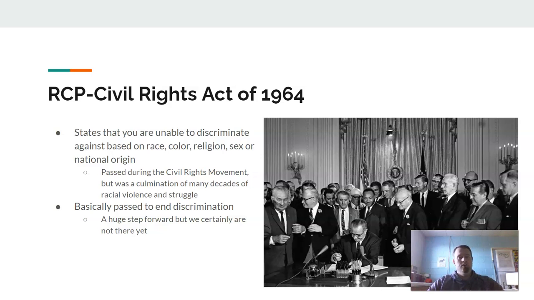It was a huge step forward, but we are certainly not there yet as far as treating people equally, regardless of their race, their color, their religion, their sex, national origin. We want to make sure that we're treating everybody equally. Again, a huge step forward.